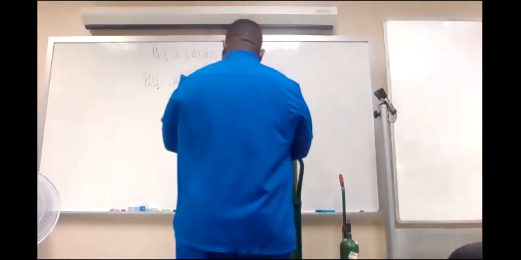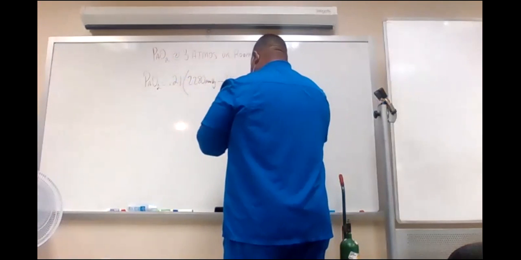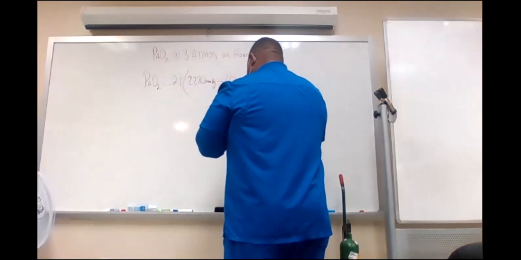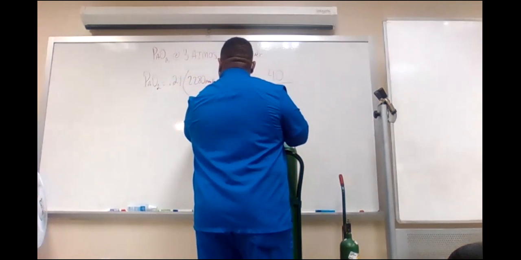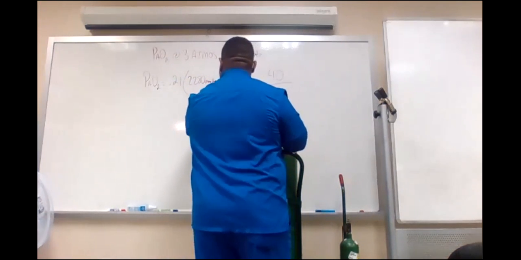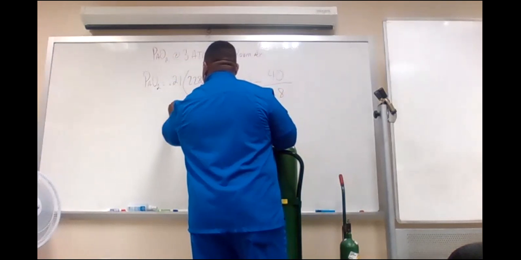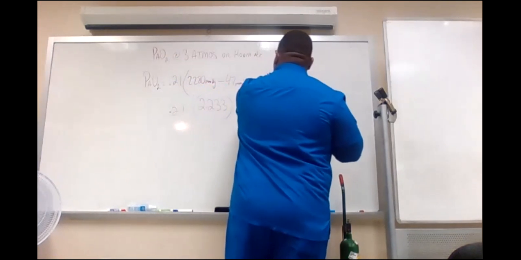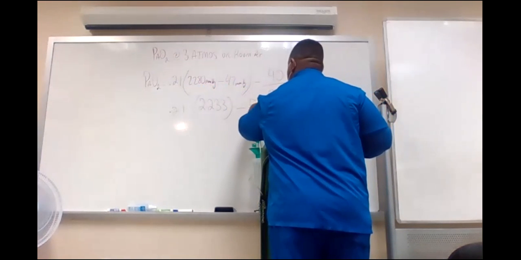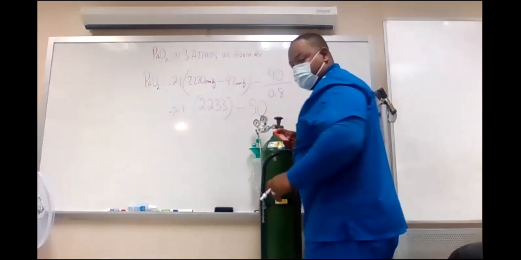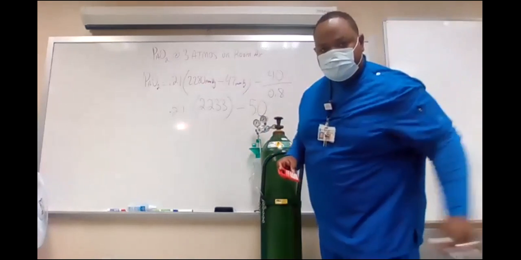Hold on, because I had already done the multiplication. Okay, so 2280 minus 47 is 2233. 2233, okay, times 0.21 minus 40 divided by 0.8, guys, is 50. Right? You can see that good.